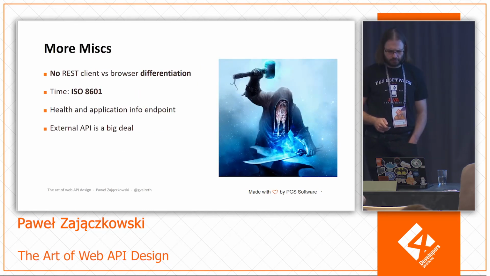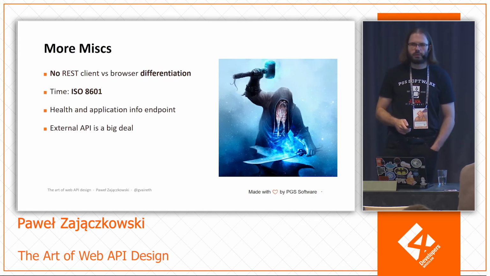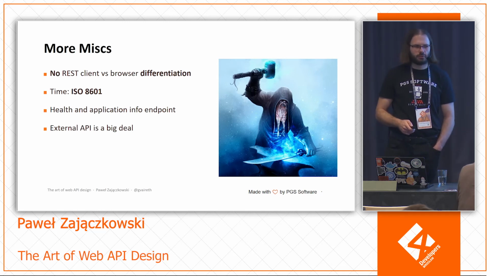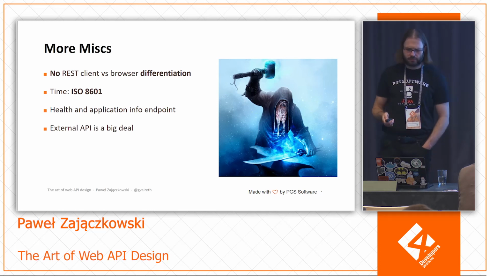More miscellanea. Some API vendors have this idea that if you are using a browser, then HTML should be returned instead of JSON. It's basically a bad idea because we have content negotiation for that. We have some standards, so let's not invent new ones.